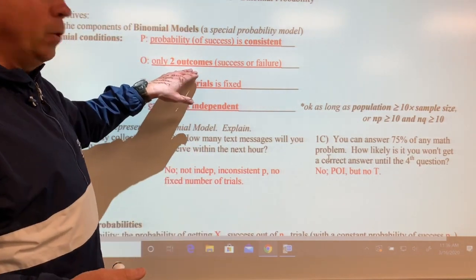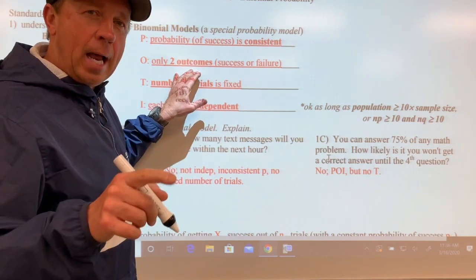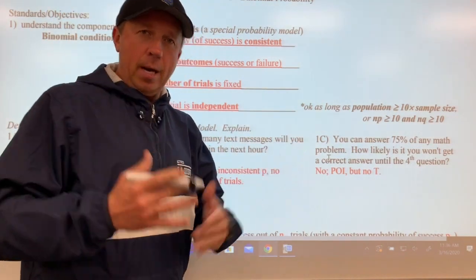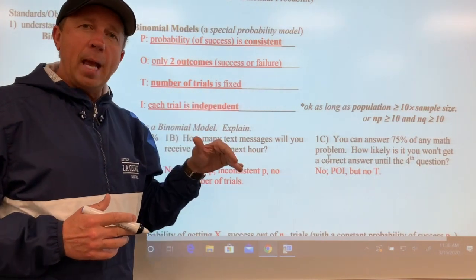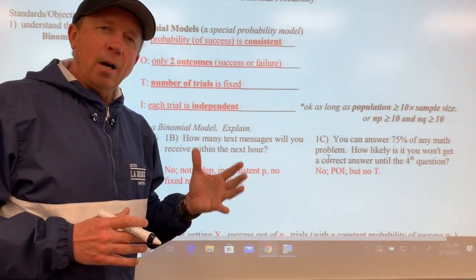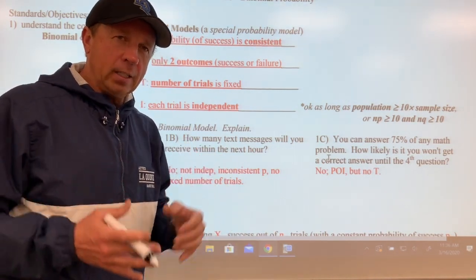Okay, only two outcomes, success or failure. Okay, that's probability of it happening and not happening. Rain, not rain. Okay, number of trials is fixed. We're only going to examine 5 days of rain, not rain, 10 free throws, anything that's fixed like that.